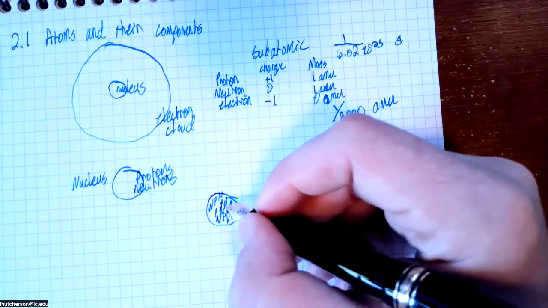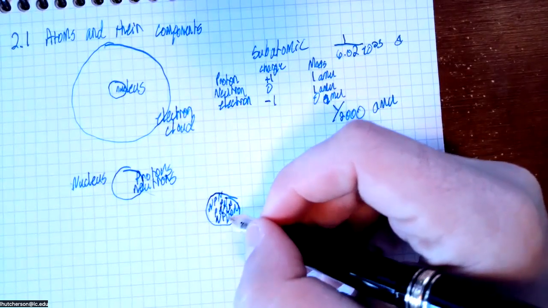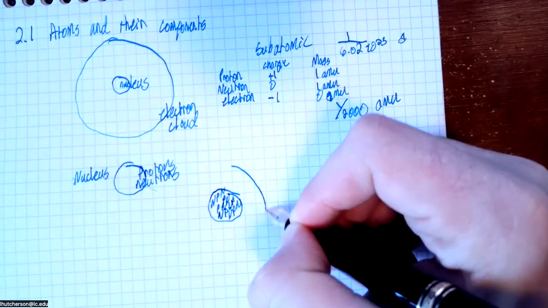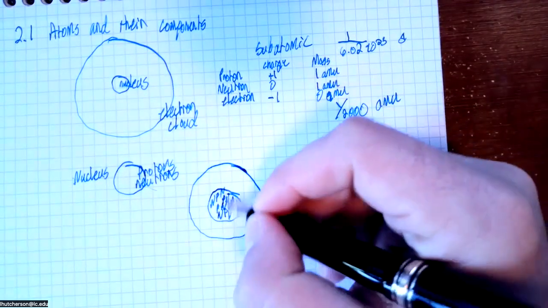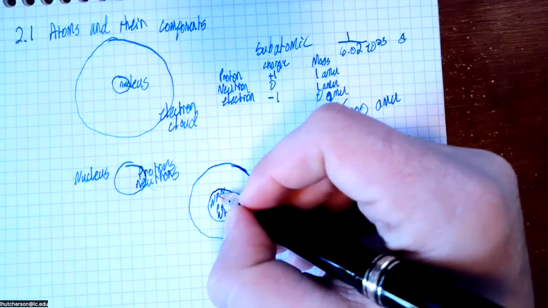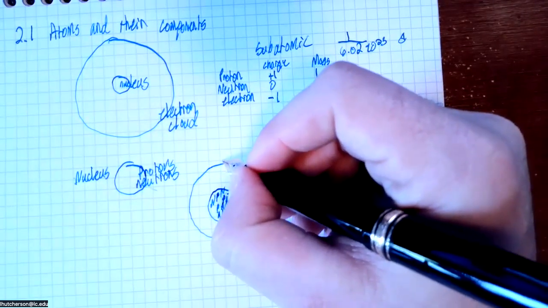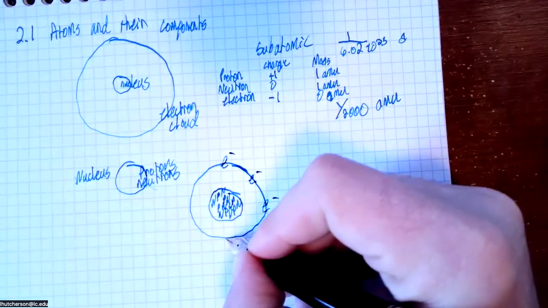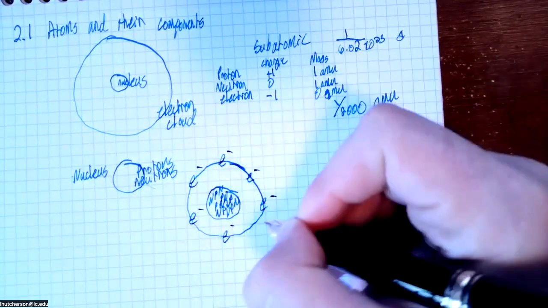All right, if we look at this, each proton contributes a +1 charge. Each neutron does not contribute a charge. We want an overall neutral atom. All right, we want an overall neutral charge. So if we have 6 protons here, we need 6 electrons in our electron cloud. 1, 2, 3, 4, 5, 6.